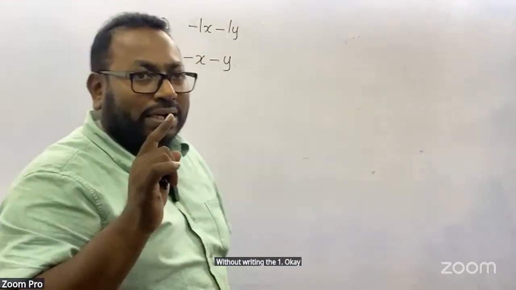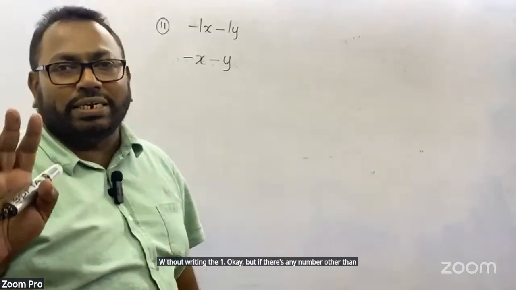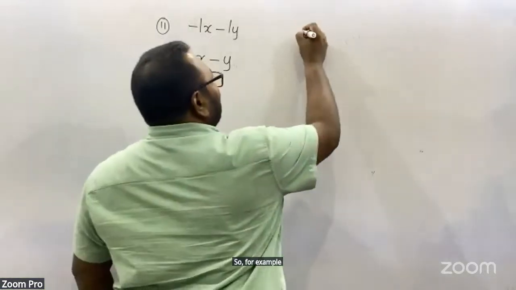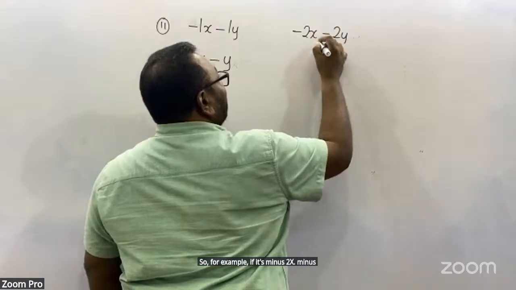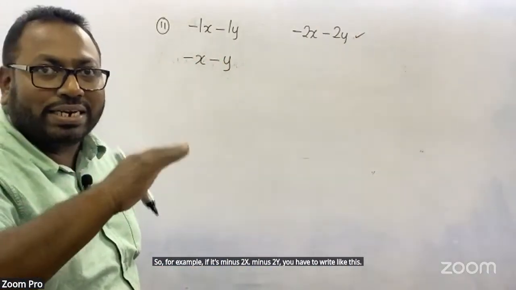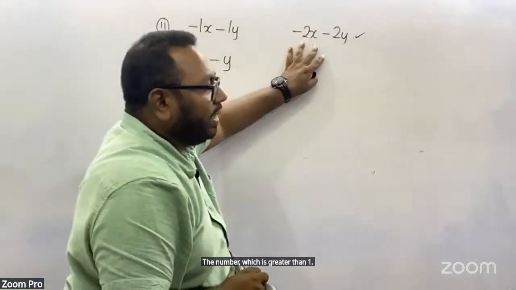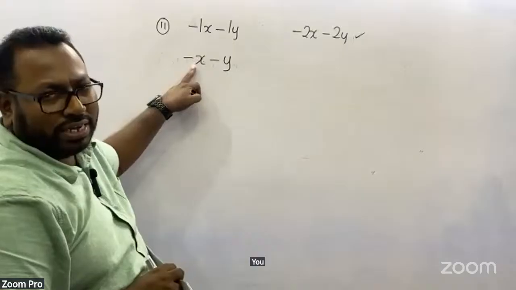But if there's any number other than 1, you have to write it. So for example, if it's minus 2x minus 2y, you have to write it like this. The number which is greater than 1, you have to write. But if there is a 1, you don't have to write the 1.